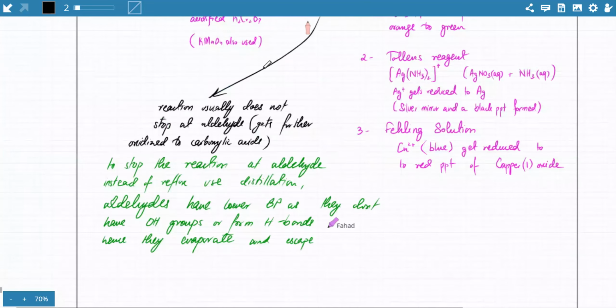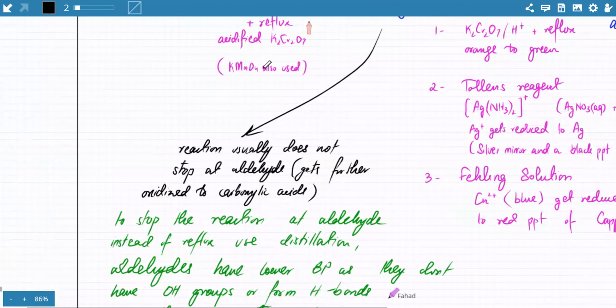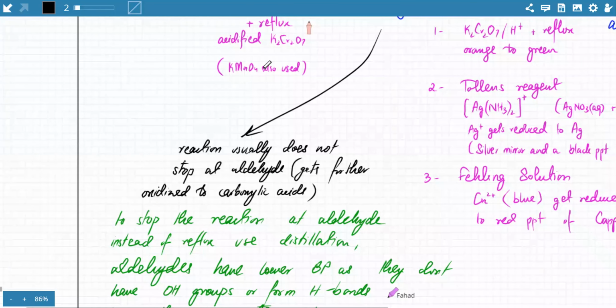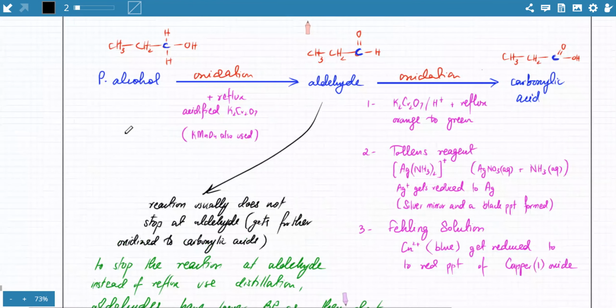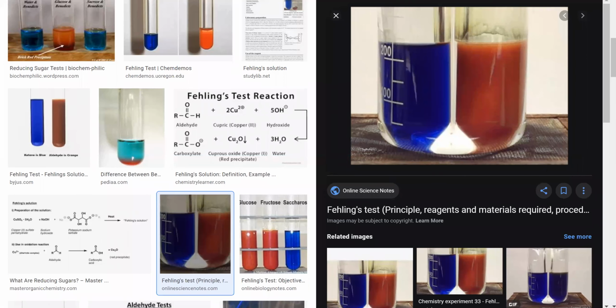ठीक है, is this part clear? Ariba, Minhail, is this clear? Yes. जी. तो याद रखना कि अगर रिफ्लक्स कर रहे हो तो रिफ्लक्स में कोई चीज़ बाहर नहीं निकल सकती. रिफ्लक्स था क्या? What was the reflux apparatus?